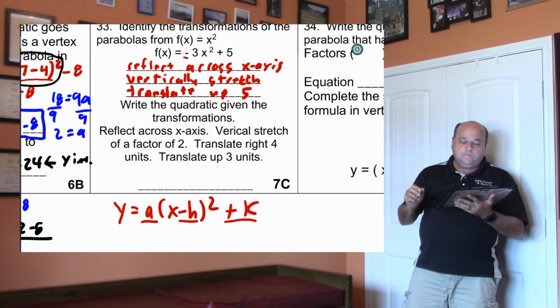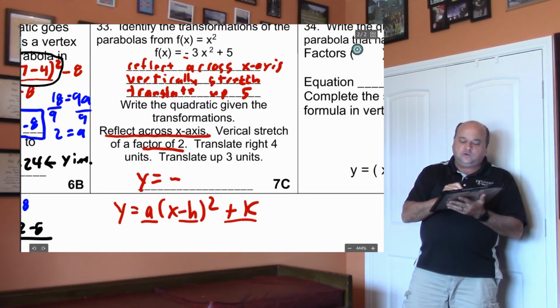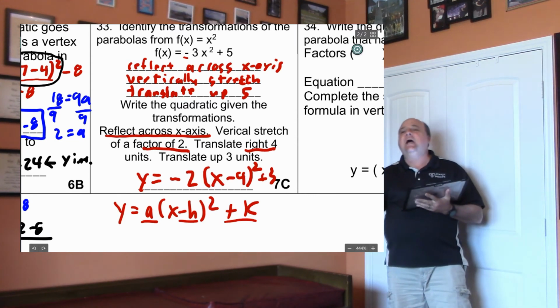Let's go to the next one. Write the quadratic given the four transformations. We're going to reflect across the x-axis. So we have a negative, a vertical stretch of 2, parentheses, we go right 4. That's going to be minus 4. It's opposite, right? And then up 3. Piece of cake.